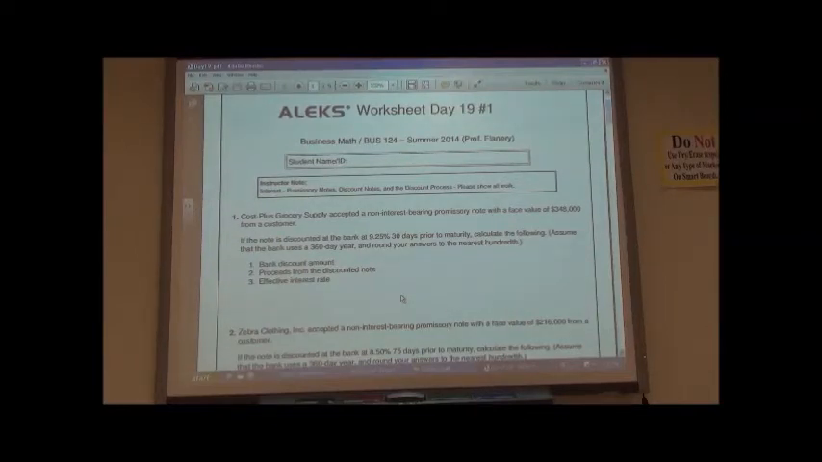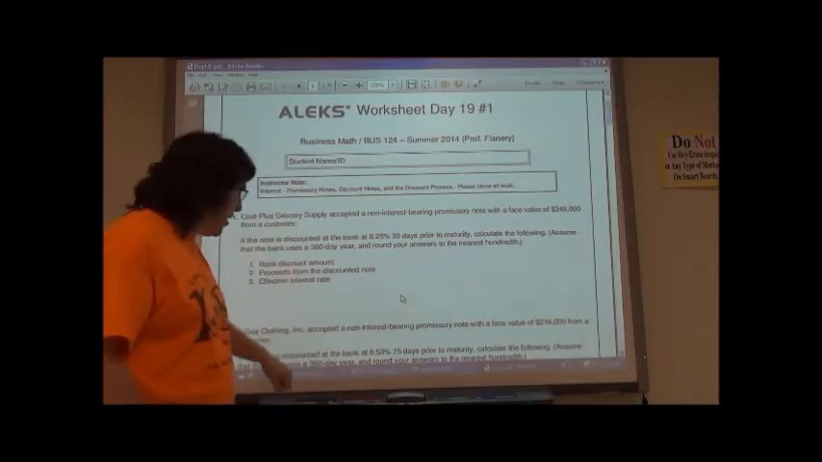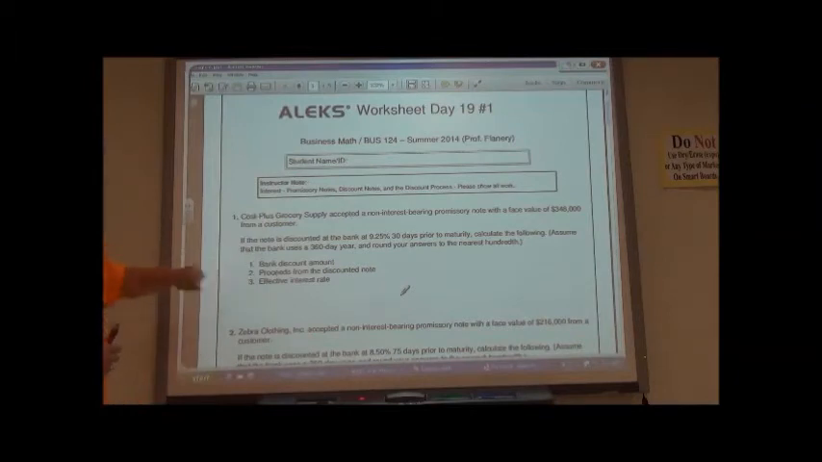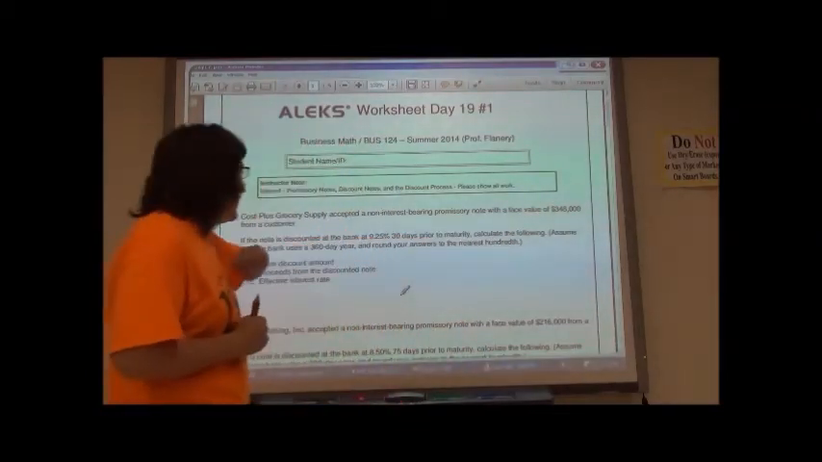All right, Business Math Worksheet Day 19: interest under promissory notes, discount notes, and the discount process. So again, these ones will be kind of long here. It says Cost Plus Grocery Supply accepted a non-interest bearing promissory note with a face value of $348,000 from a customer. That means this would be the value of the note that they're going to have.